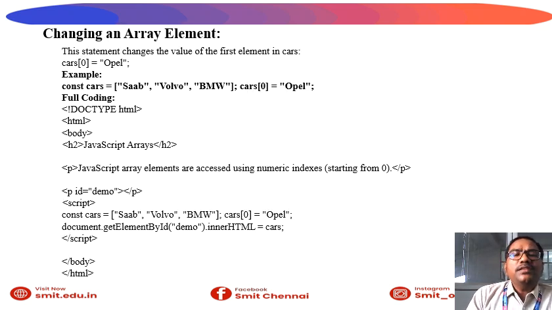Next is changing an element of the array. Again here we can use the index value to change the element. Now inside the example you can see here the name of the array is cars. Again we give the various values of the array, and immediately you can see the next statement, cars[0] equal to Opel. So we are going to change the first element. 0 means the first element, so from Saab to the new element Opel. So in the output the first element will get changed.